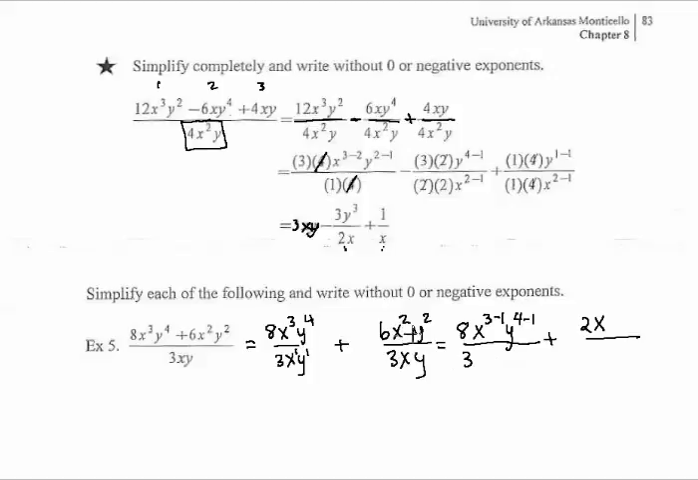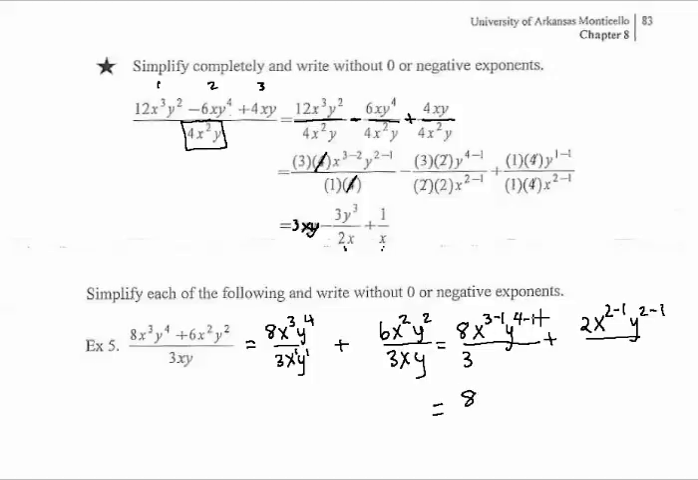Again, the numerator has an x and a y, denominator has an x and a y, but the exponents on the top are the bigger ones. So for x we have x on the top, and we have a 2 minus a 1 from the bottom. And then for the y's, same situation, 2 on the top, 1 on the bottom, so we keep the y on the top, and its exponent is 2 minus 1.